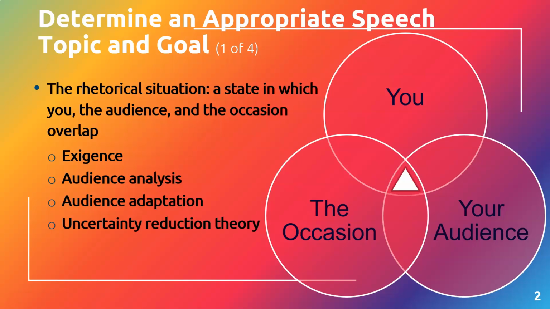You need to do some audience analysis, which is just looking at who's in the audience, the demographics. And for this speech, your audience are going to be other students and one instructor. Audience adaptation refers to how you modify your speech based on who is in your audience, what they're interested in, what their background is, how much prior knowledge they have about your subject.